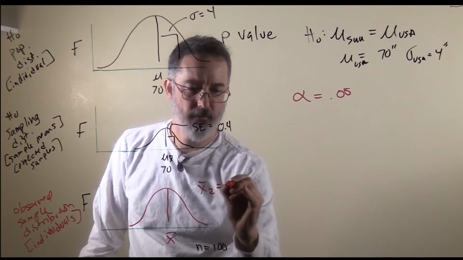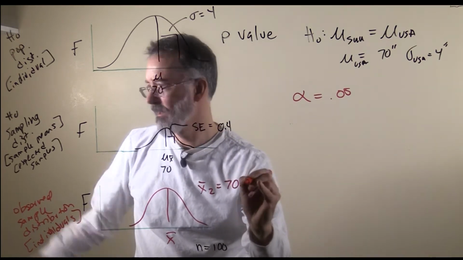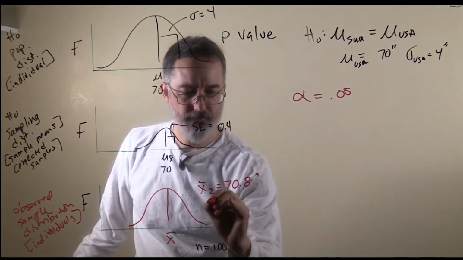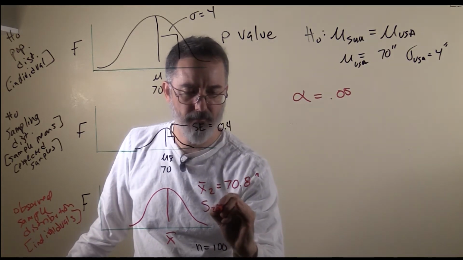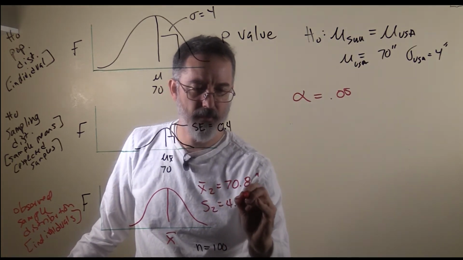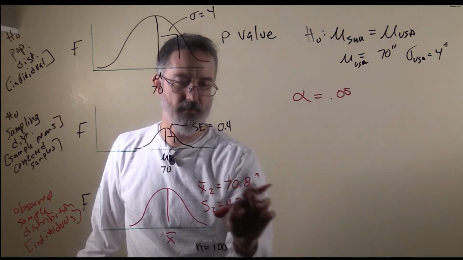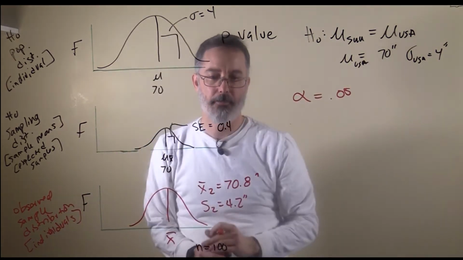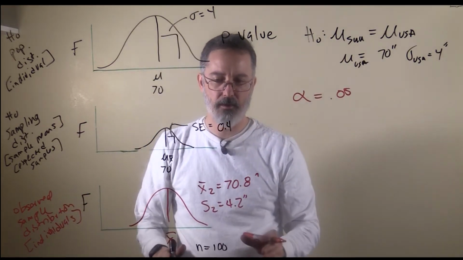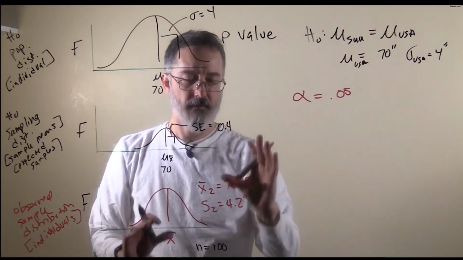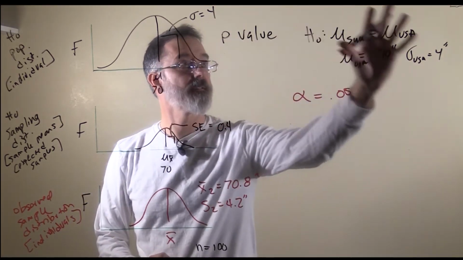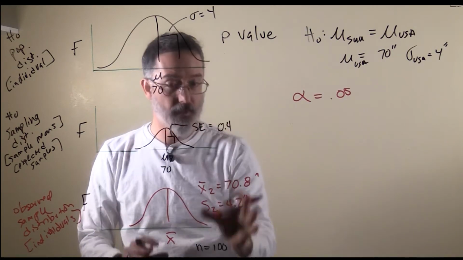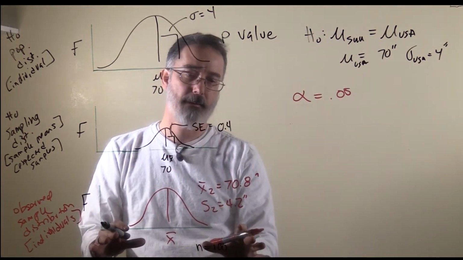We'll say sample 2, and its mean is 70.8 inches, and sample standard deviation is, we'll just keep it the same, 4.2. But for a z-test, the sample standard deviation doesn't influence the test anyways. So now what we're going to do is calculate the p-value for this observed data. Right? So everything else is the same as it was before. All we've done is changed what the observations were like.